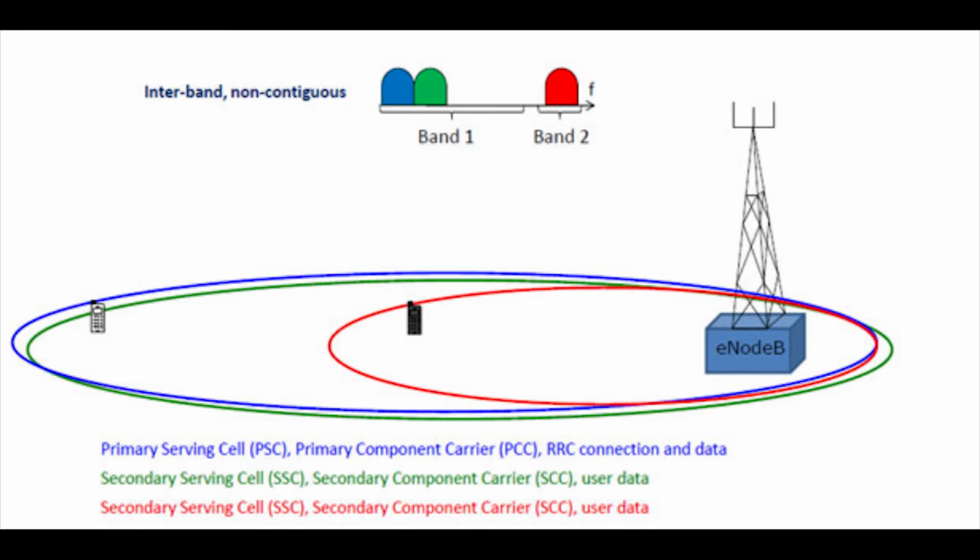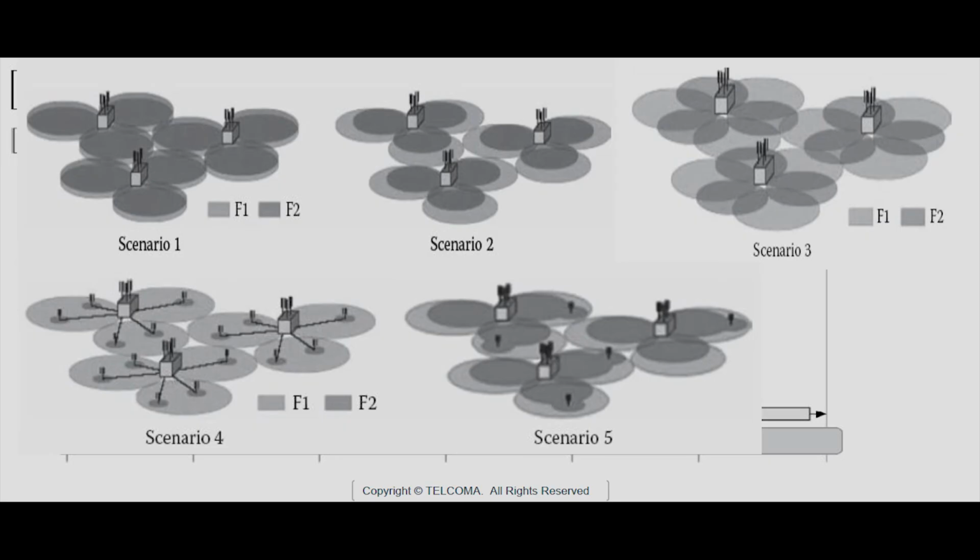There are terms like PCell, or primary serving cell, and SCell, or secondary serving cell. In LTE-Advanced, there are 5 different scenarios for carrier aggregation, in which 2 different component carrier frequencies, F1 and F2, are considered in a cell. Frequency 2 is bigger than frequency 1. These are the 5 scenarios of LTE-Advanced for carrier aggregation.